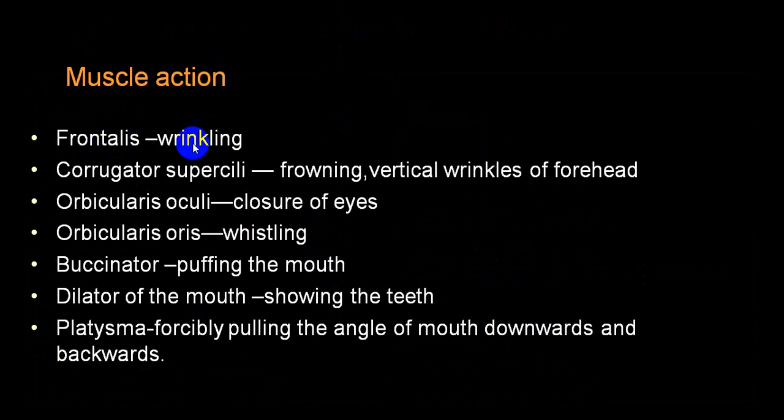So frontalis belly will cause wrinkling of the forehead. Orbicularis oculi will be closure of the eye. Orbicularis oris will help in whistling. Buccinator is for puffing of the mouth, or what we call blowing. The dilator muscles of the mouth will show the teeth, and platysma will forcibly pull the angle of the mouth downwards and backwards, as well as help in a little depression of the mandible.